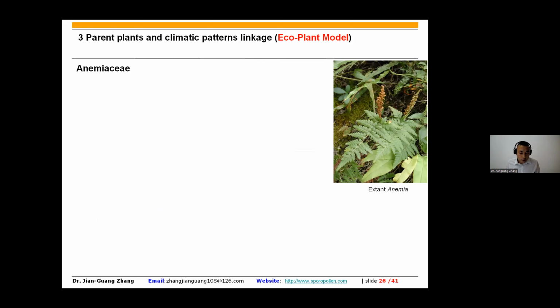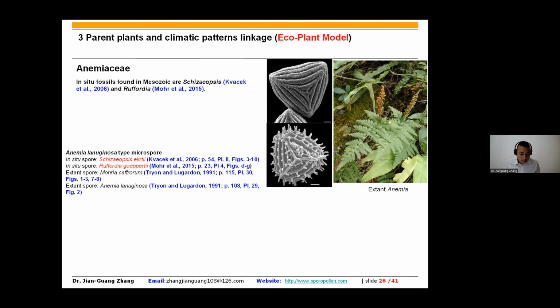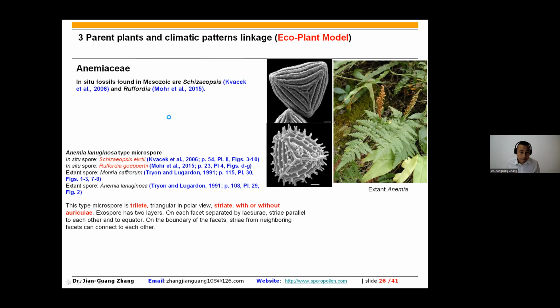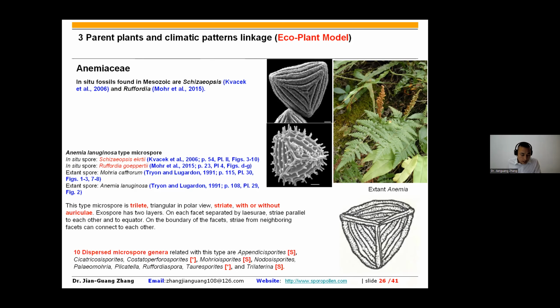Firstly, we know a plant family. We collect the extant and in situ spores of this family. They are trilete, straight, with or without auriculae. There are 10 dispersed macrospore genera related to this type of spore, so we believe those 10 spores are related to this family.